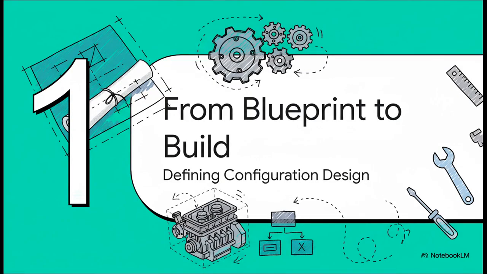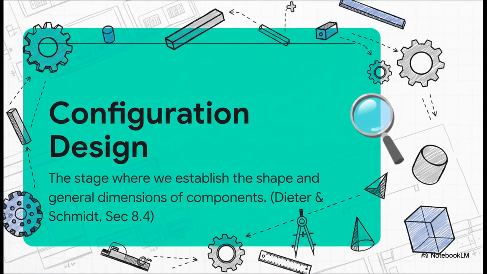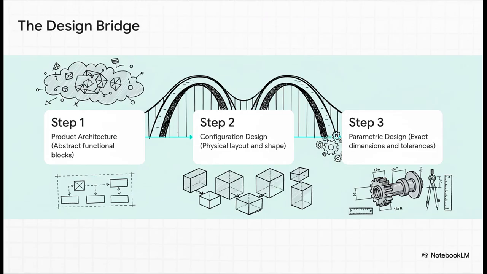First things first, what are we even talking about when we say configuration design? So the textbook definition is pretty straightforward. It's the stage where we figure out the shape and the general dimensions of all the components. Now notice the word general. We're not talking about getting out the calipers and measuring down to the micron just yet. Think of it as defining the overall form, the basic geometry, the general size. This is the moment a part goes from being a box labeled motor on a diagram to something that actually looks like a motor.